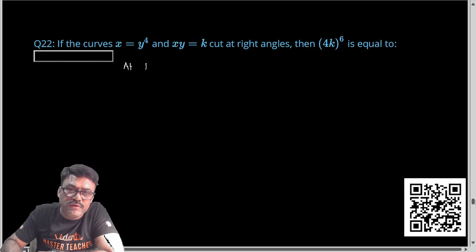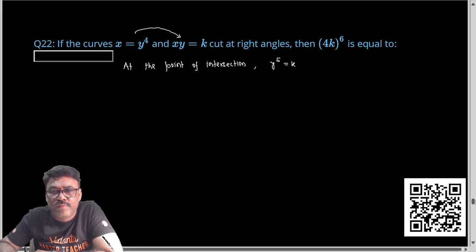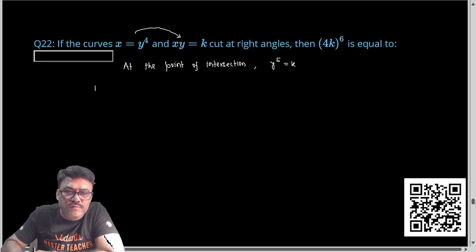So at the point of intersection, if I equate these two, if I put the value of x is equal to y raised to 4 in the second one, so y raised to 5 will be k. So at the point of intersection, y raised to 5 is k. Just put x is equal to y raised to 4 from the first one to the second. Now let's differentiate the two curves to get their derivative. So if I differentiate the first one, 1 is equal to 4y cube dy by dx.